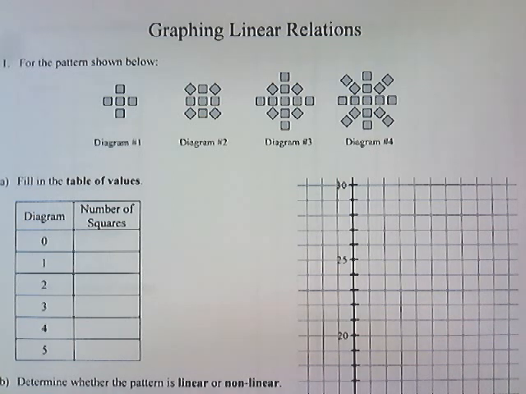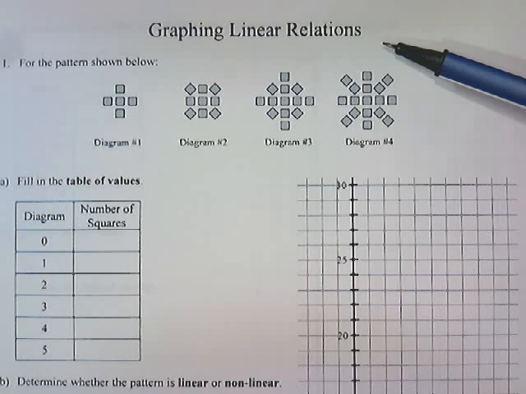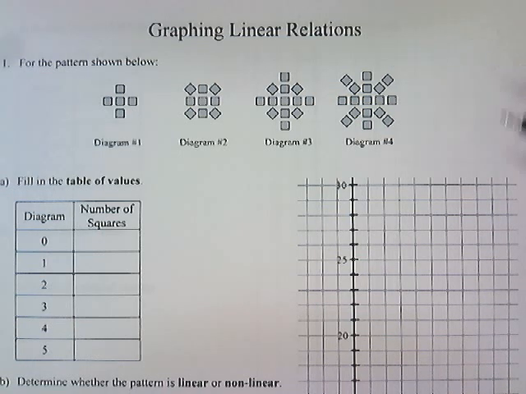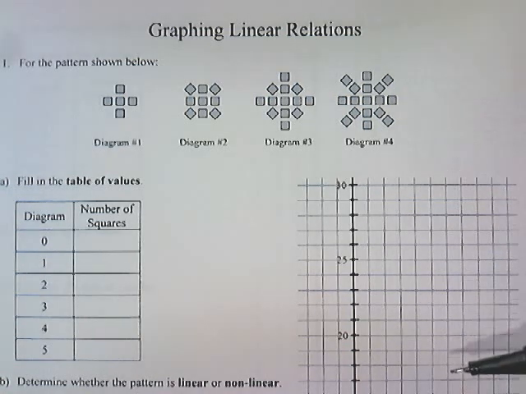Hi, grade 9s. In this video, we're going to be looking at graphing linear relations. So up to this point, we have looked at patterns that are linear or nonlinear. If they were linear, we looked at how to find their equation. We've talked about how to find rate of change, an initial value, how to take a description and write an equation from that. And now we're going to take a look at how they connect with graphs.